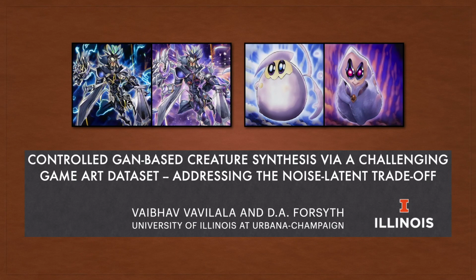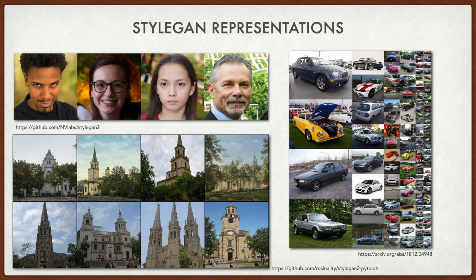My name is Vaibhav Vavilala, and I'm a PhD student at the University of Illinois at Urbana-Champaign, advised by David Forsyth. StyleGAN representations have successfully modeled a number of image domains. In many cases, the synthesized quality is extremely strong, as measured by image quality metrics such as FID, and recently controls have been developed by analyzing the principal components of the latent space.